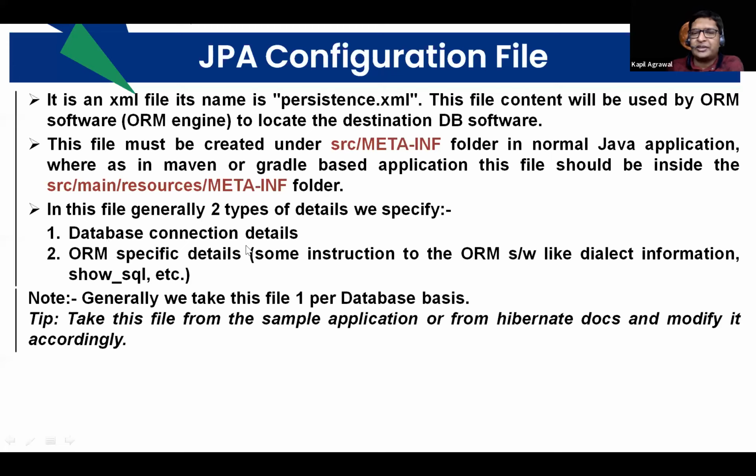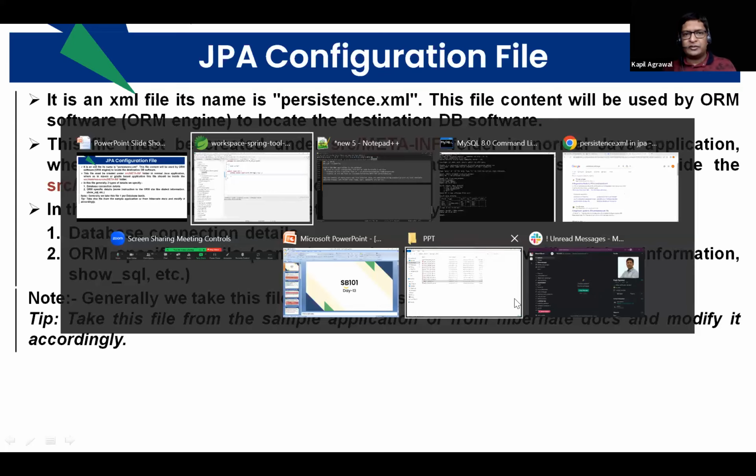Got it? Thereafter, everybody, in this file, generally two types of details we can specify. The first thing we specify is the database connection detail that we have already specified. The second type of detail you can specify is the ORM specific detail, some specific instruction if you want to give to your ORM. We will take an example of this also. Then you can see at the note, generally we take this file one per database basis. Take this file from the sample application or from Hibernate docs and modify it accordingly.